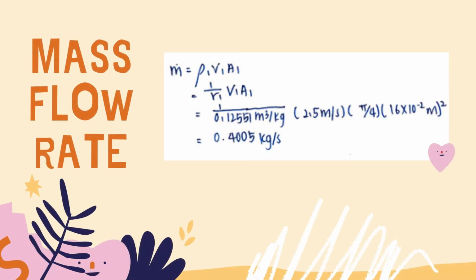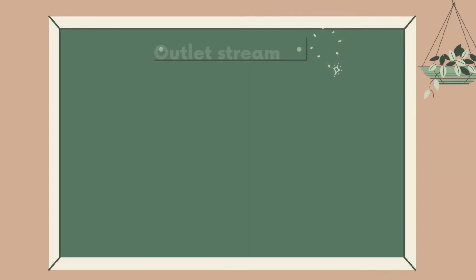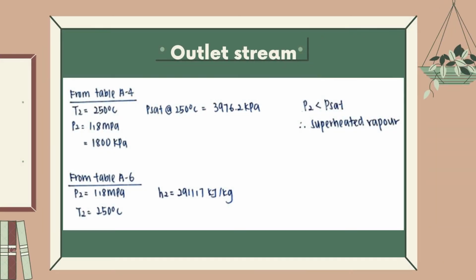Next, by knowing the specific volume, we can calculate the mass flow rate, which equals density times velocity times area. Therefore, we will obtain 0.4005 kg per second. Now we need to identify the state of the outlet stream. From the information given, we know that P2 equals 1.8 megapascal while T2 equals 250 degrees Celsius.